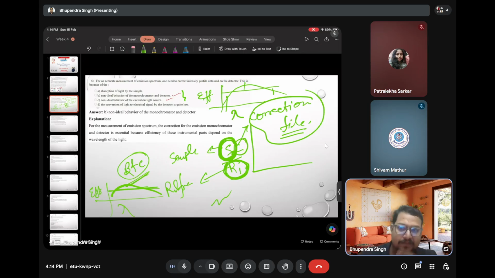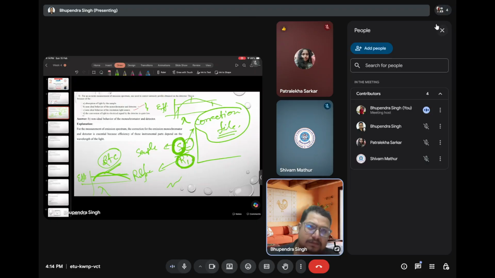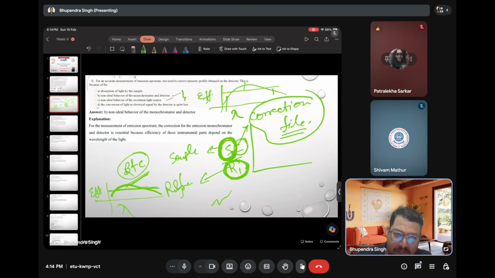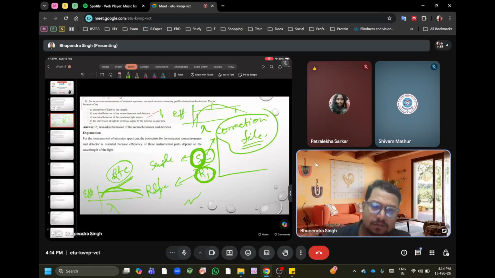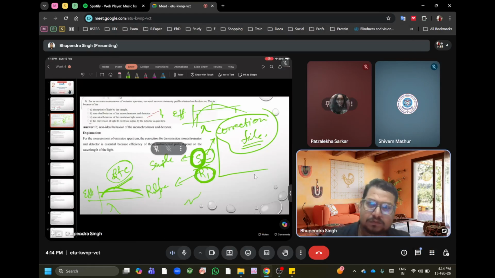So in the emission spectrum we have two detectors. I hope you have seen the lectures. Okay. Okay, nobody else has joined. Yes, okay.